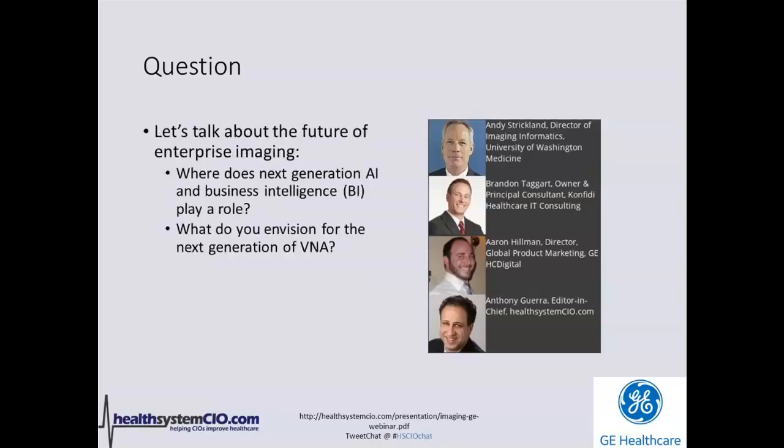Very good. All right, Brandon, let's start with you on this. A little bit more about the future. Where does next generation AI and business intelligence play a role? We hear a lot of that around imaging.